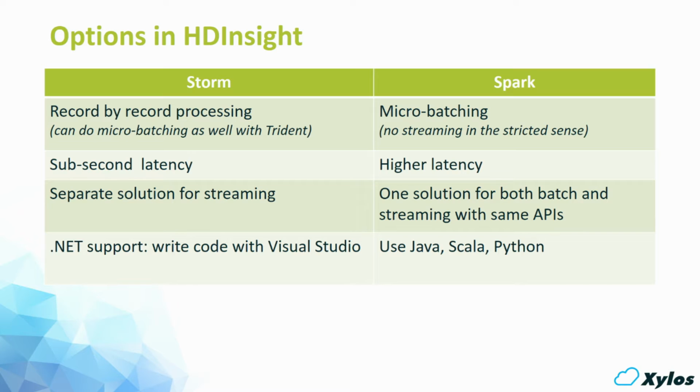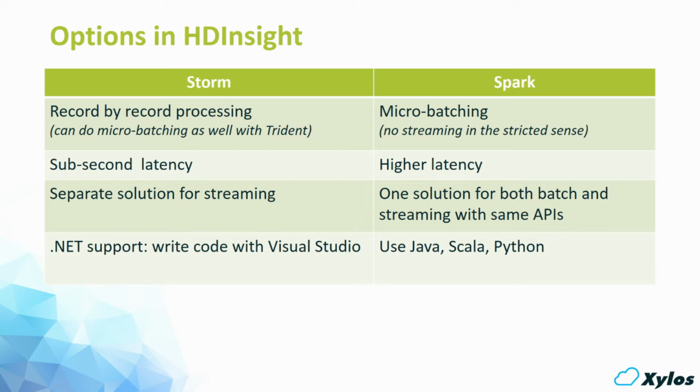And micro-batching is basically batching up several records in some time frame and then doing an operation on that whole batch at a time. That results in higher latency. So again, depending on the application, that might or might not be a good fit.